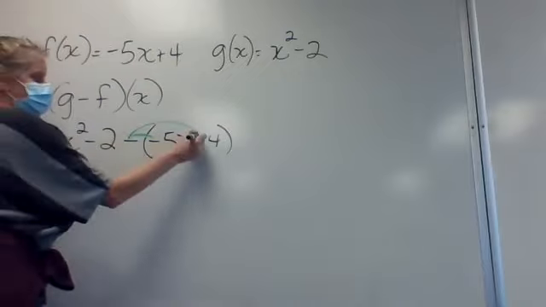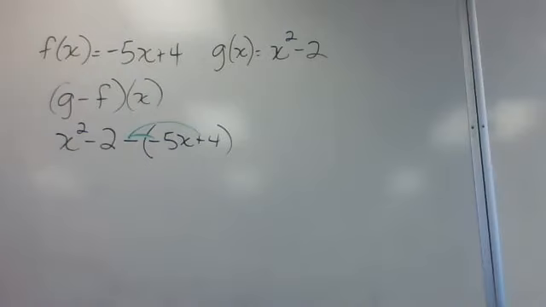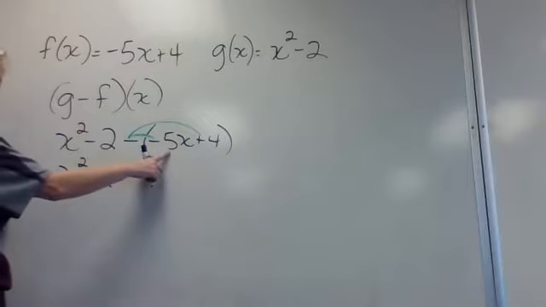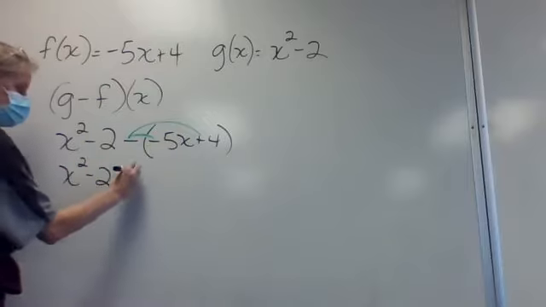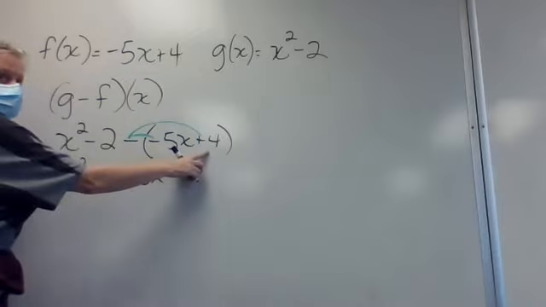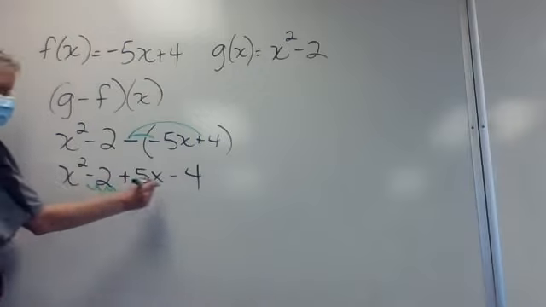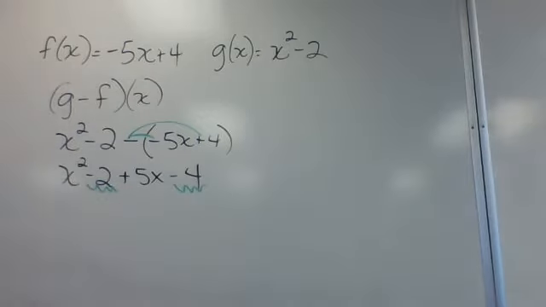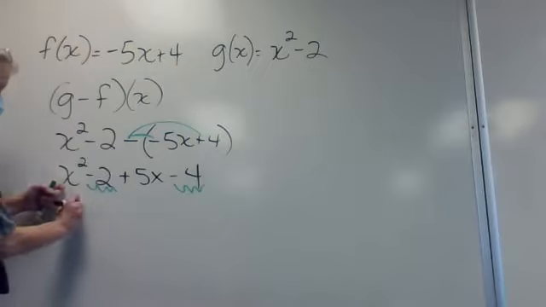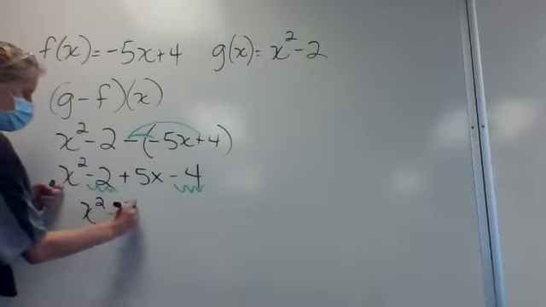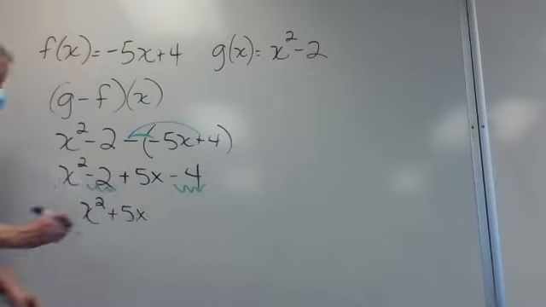Distribute this negative to remove those parentheses. That's your subtracting part. So I have x squared minus 2. That turns that to plus 5x minus 4. And then you're just combining like terms. This would be this negative 2 with that negative 4. So I'll have x squared plus 5x. Negative 2 minus 4 gives me negative 6.